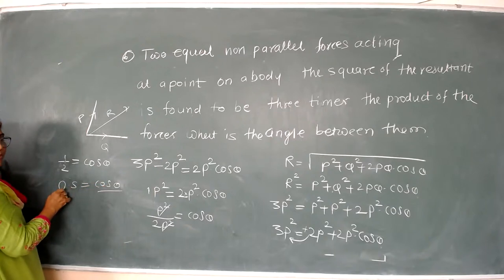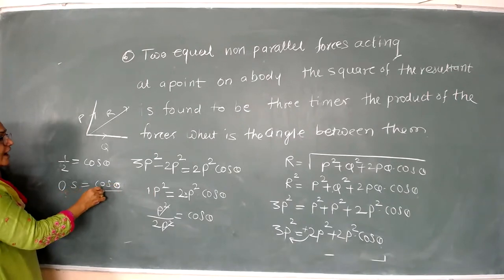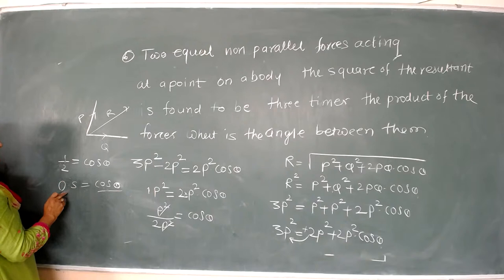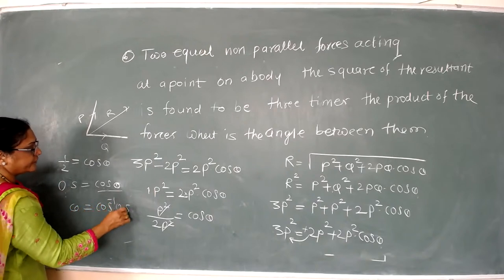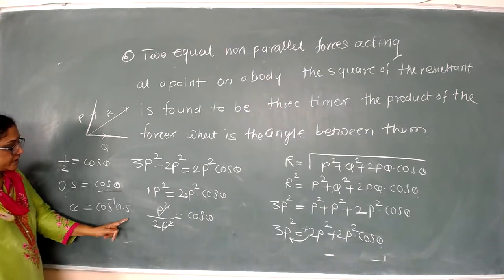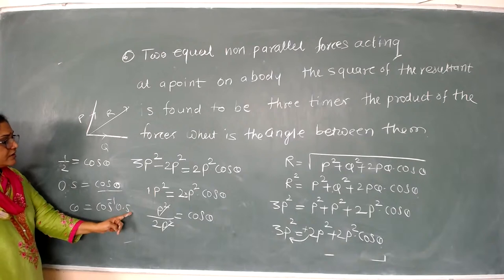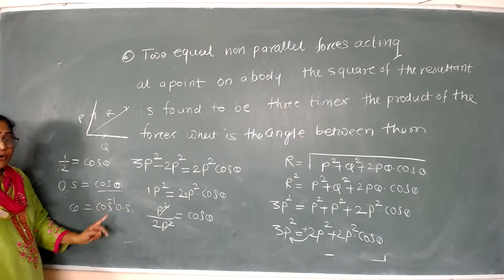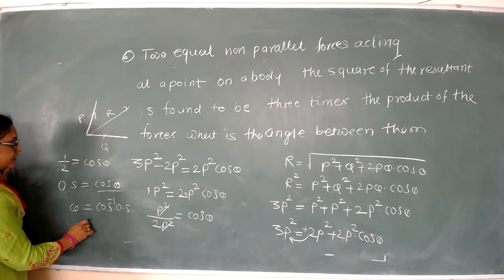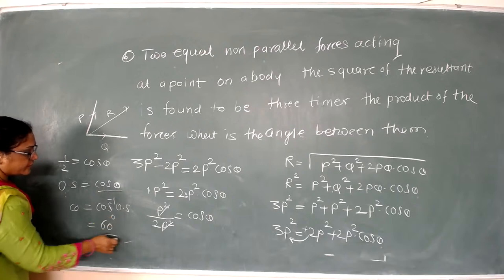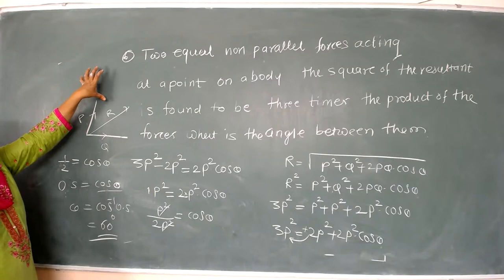For which angle is the value 0.5? Cos 60 is equal to 0.5. Therefore theta is equal to cos inverse of 0.5. Find in the natural cosine table for which angle the answer is 0.5. Then we observe that this angle is equal to 60 degrees. So in this way, we solve this question.